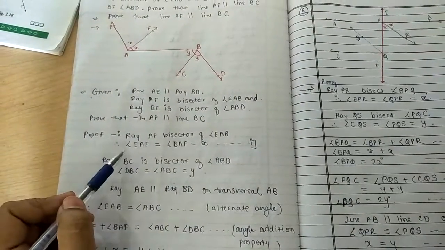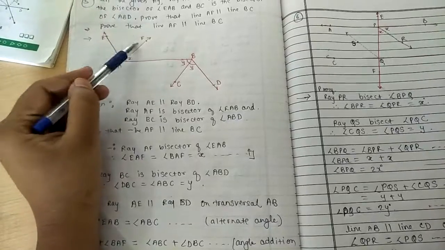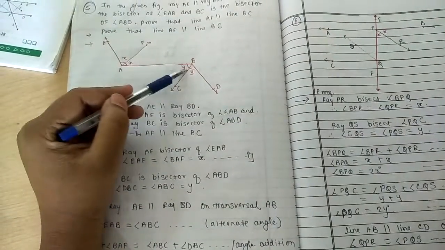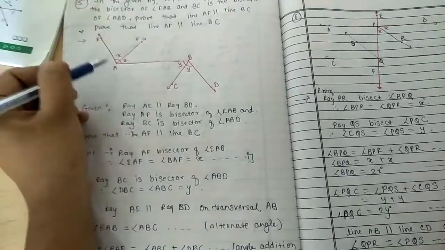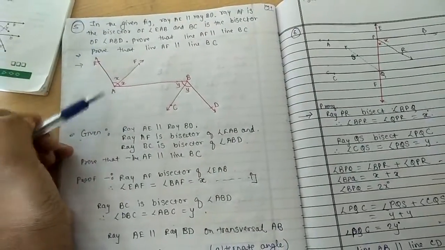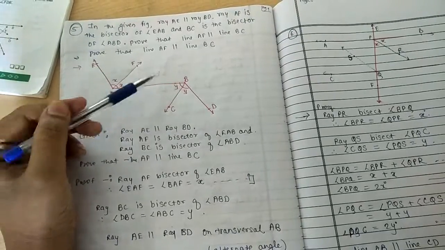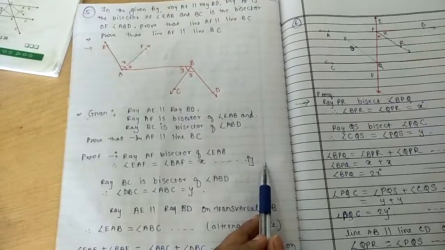So therefore angle EAF is equal to angle FAB, or angle BAF. You can say it either way, but you have to mention the angle. Therefore angle EAF is equal to angle BAF, which is x degrees, and we call that equation number 1.